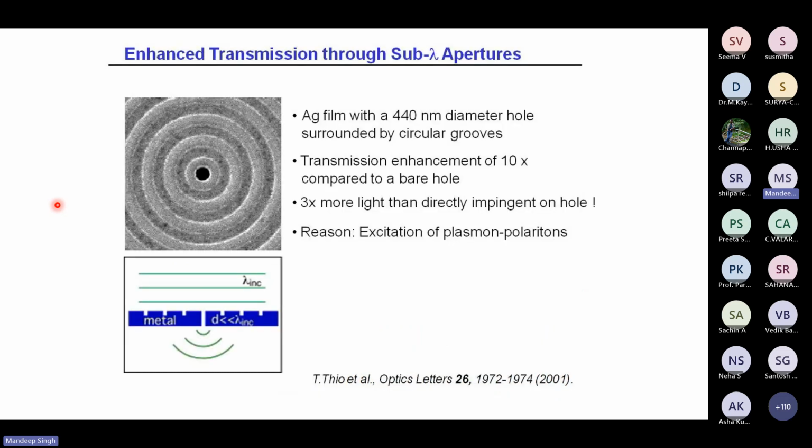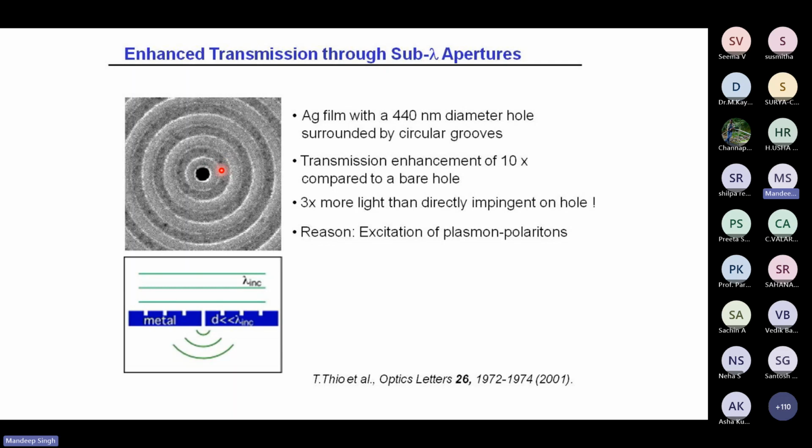Next, one more phenomenon is extraordinary transmission through an aperture, because some sensors are based on apertures, so let us cover this in this one slide. What scientists have observed is that if the diameter of this aperture is comparable to the wavelength, so it is a sub wavelength aperture, then there is an extraordinary transmission.